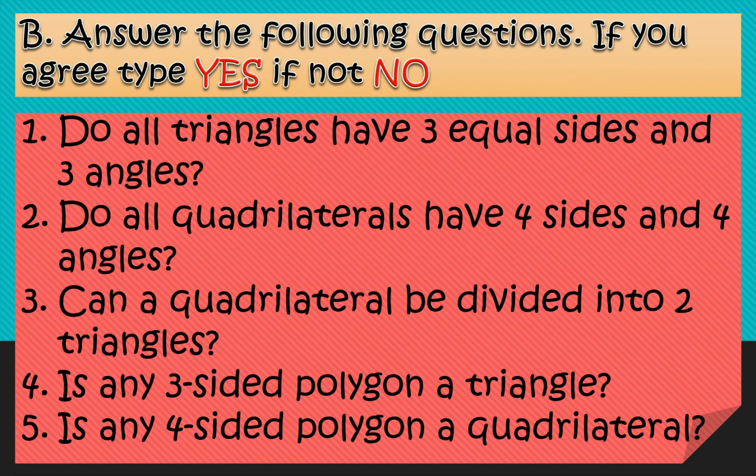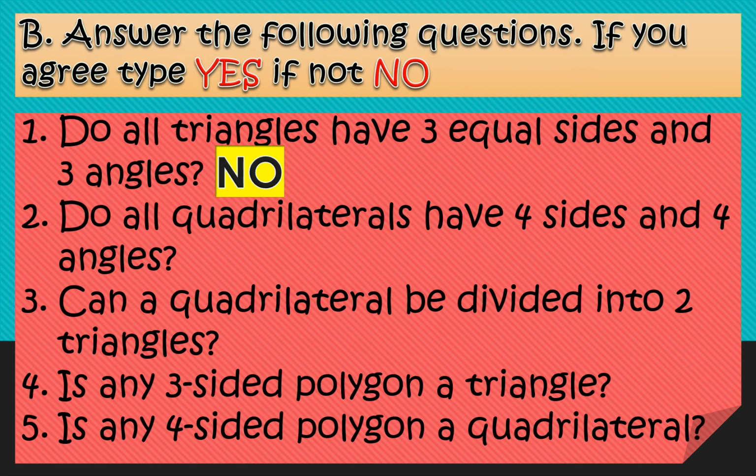Now, let us focus. If it is yes, type yes in your chat box, and if it is no, just type no, if you agree or disagree with the given sentences. For number one, do all triangles have three equal sides and three angles? I repeat, do all triangles have three equal sides and three angles? Yes or no? Okay, let us answer. Number one, it's a no because we have different kinds of triangles according to sides and angles.